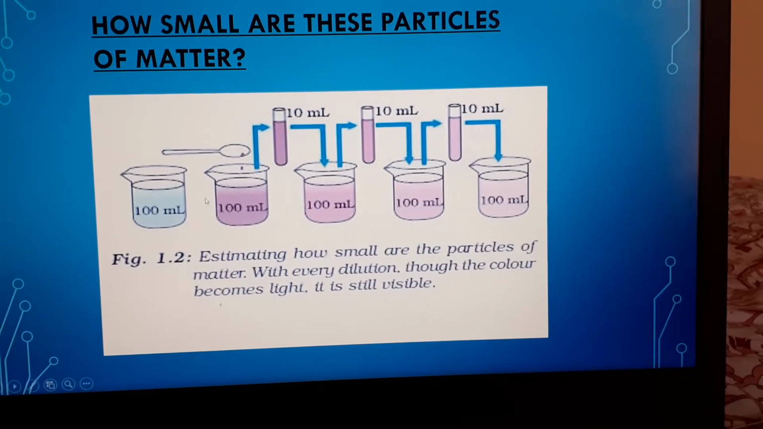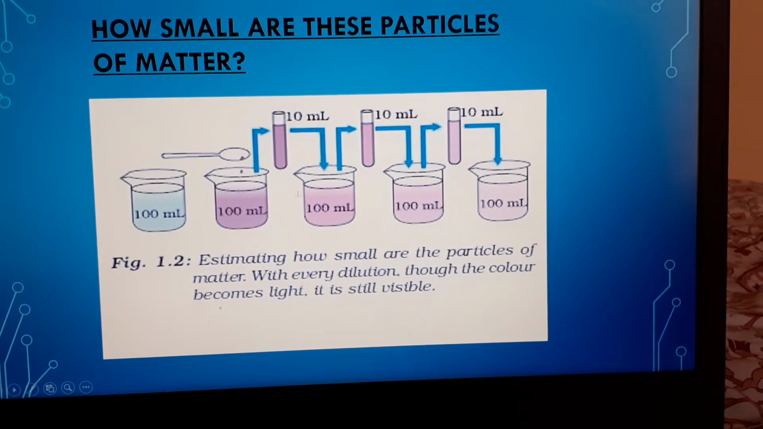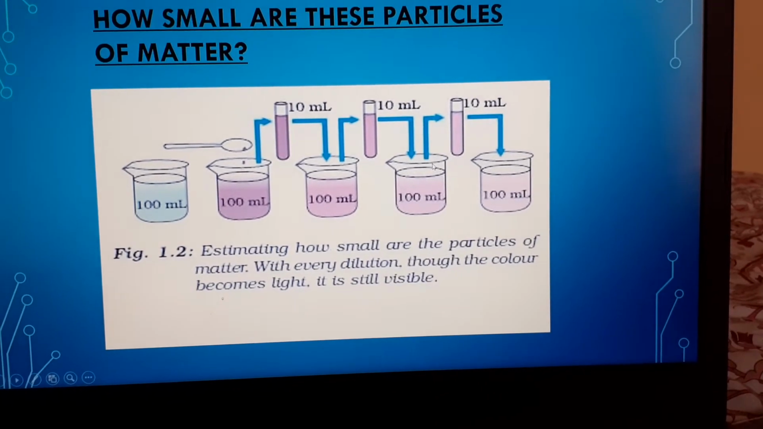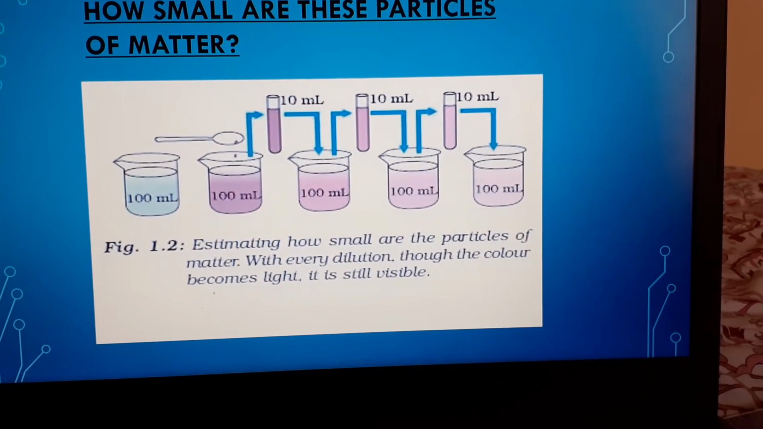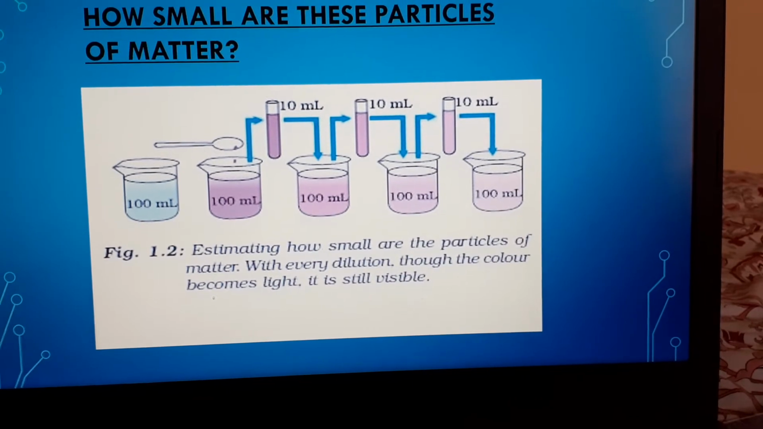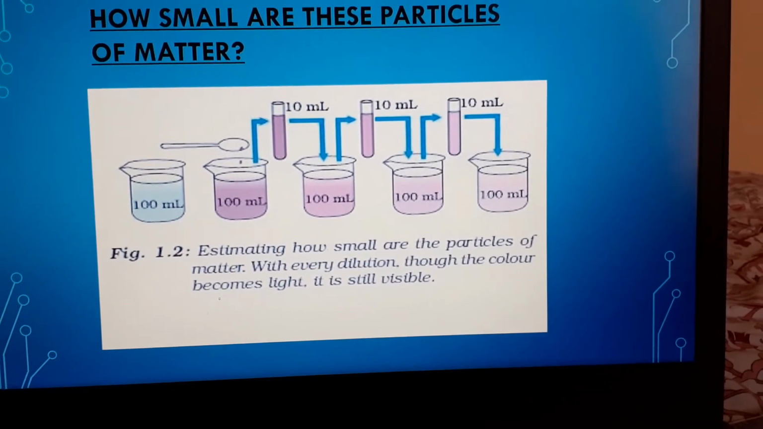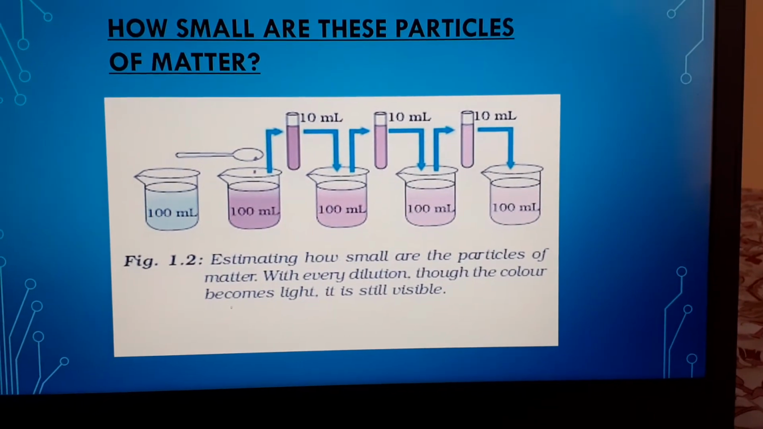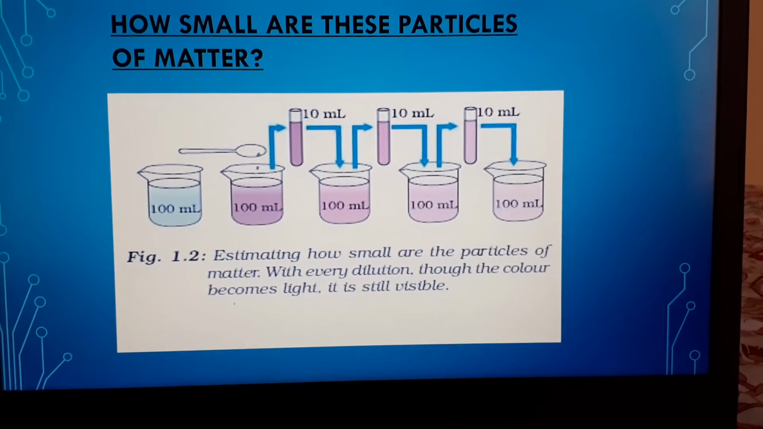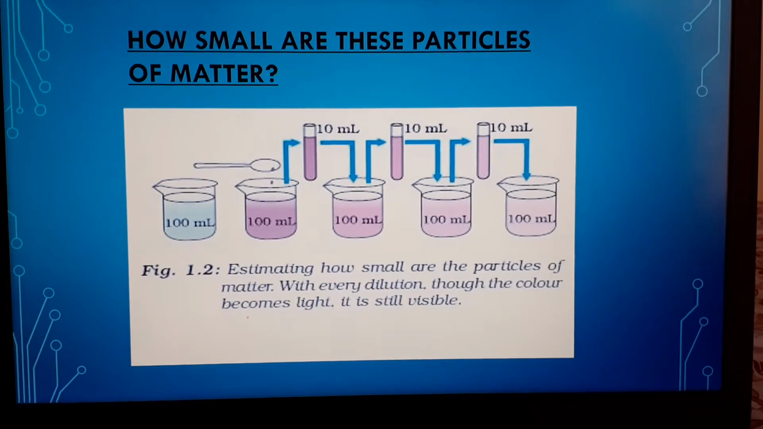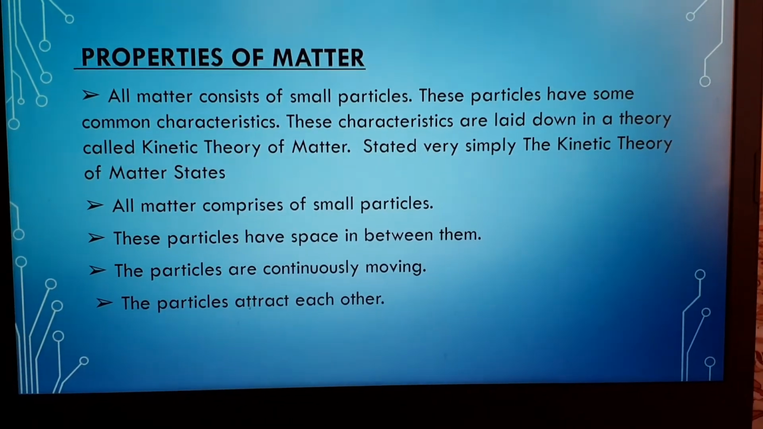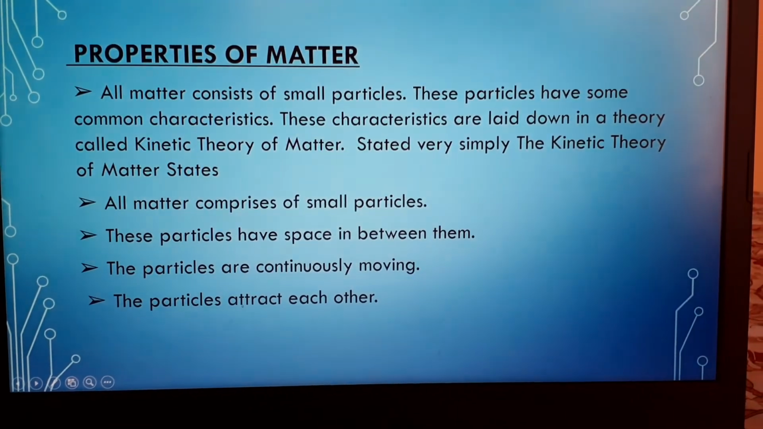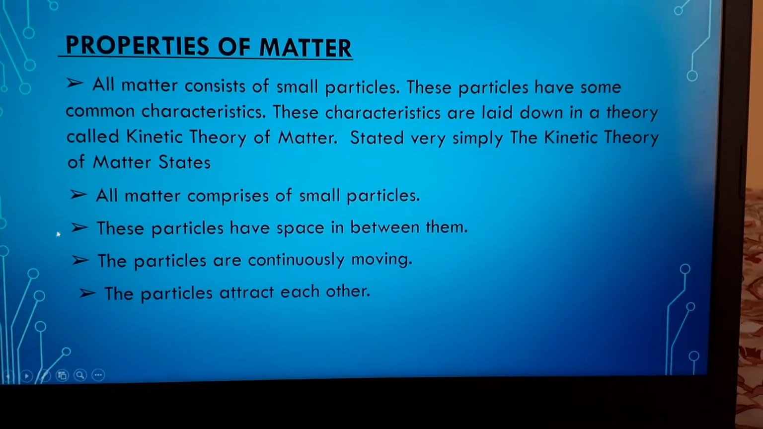Compare here. This is a little darker, this is a little less, and like that it goes on. But all the water is colored. So it proves that these particles are very, very small. It indicates that all matter is made up of particles, and the particles are very small in size. This is proven by the kinetic theory of matter.